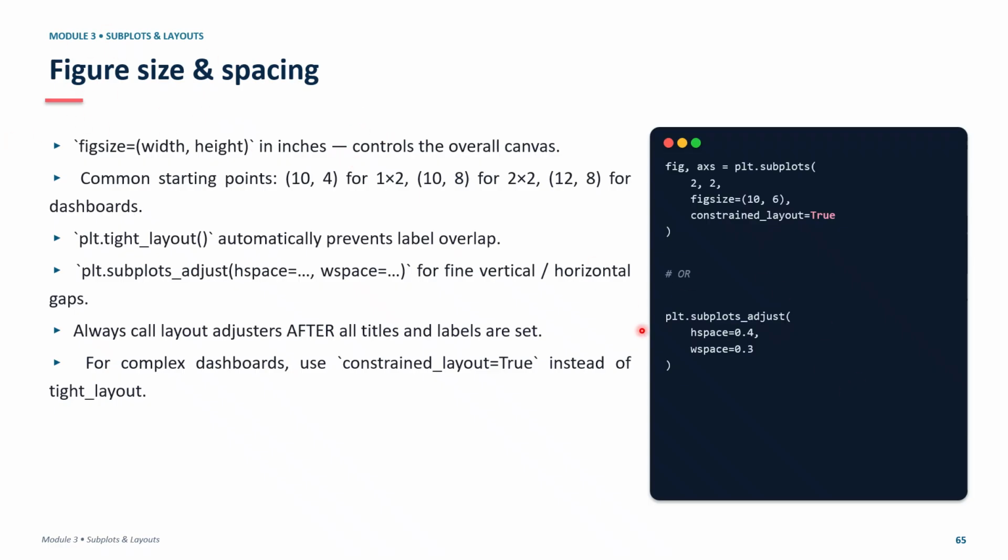Now let us see about the figure size and the spacing. The figure size, as we know, has two parameters, width and height in inches. So the actual pixel size is equal to the figure size times the DPI. The common starting size is 10, 4 for a 1 cross 2 horizontal layout, wide and short, and other common starting sizes would be 8, 6 or 10, 8 for a 2 cross 2 dashboard or 2 cross 2 grid.